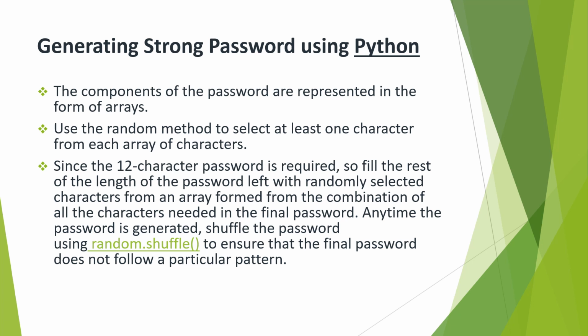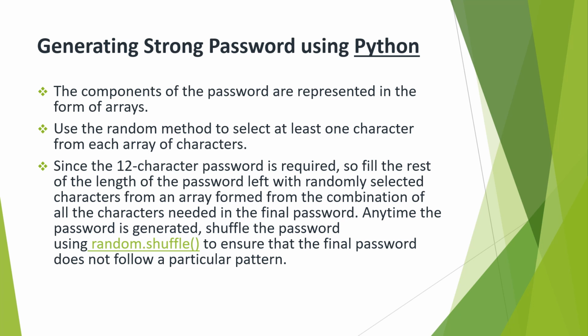Some people will give short passwords, and people who are having some issues can easily get through those passwords. But a 12 character password is very good, and we can easily protect our data. The components of the password are represented in the form of arrays, so we usually use arrays here. Use the random method to select at least one character from each array of characters.